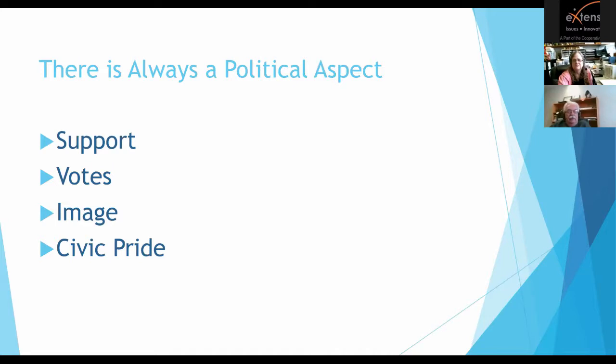And I've also found that most political people at the local levels have a civic pride. They're in this to do civic things. So if it's good for the community, they take pride in it. What does that aspect of what you're proposing have in regard to civic pride? So remember, there's always political aspects, even when it's not political, because there are political figures involved.